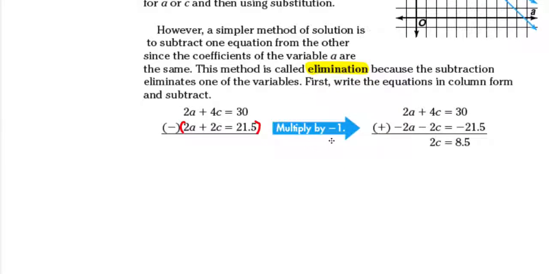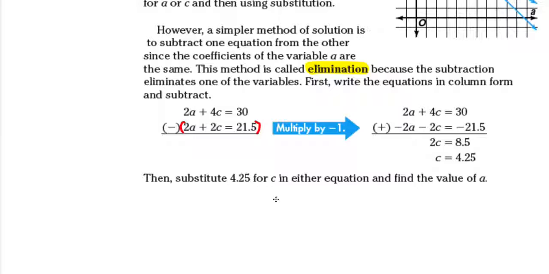And from there, you simply solve for c by dividing both sides by 2, and you end up with 4.25. Now we found the value for c. We now substitute the value for c to any of our original equations. We can either substitute it to 2a plus 4c equals 30, or 2a plus 2c equals 21.5. So substitute 4.25 in either equation, and in this case we will use 2a plus 2c equals 21.5. So we will use equation 2.